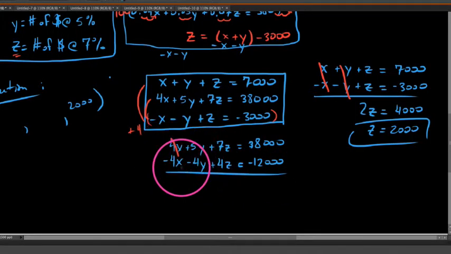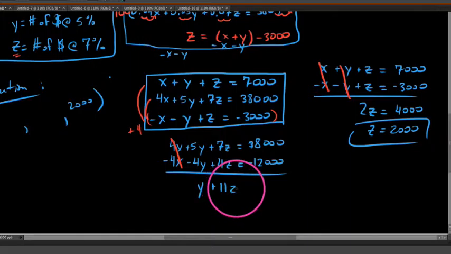What's going to happen is we're going to get our x's to cancel out like we wanted to, and we're left with this equation that has 2 variables, a single y. It looks like we have 11 z's, and when we add these 2 values together, I suppose 38 minus 12 would be 26 and 3 zeros after this. So I'm going to put a box around this.